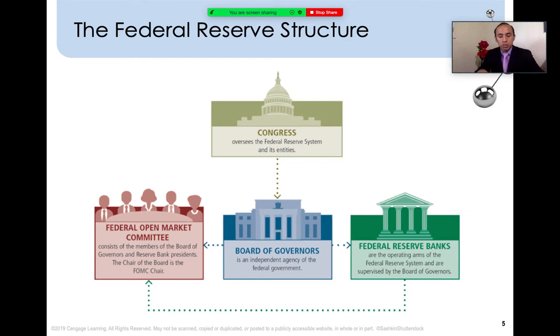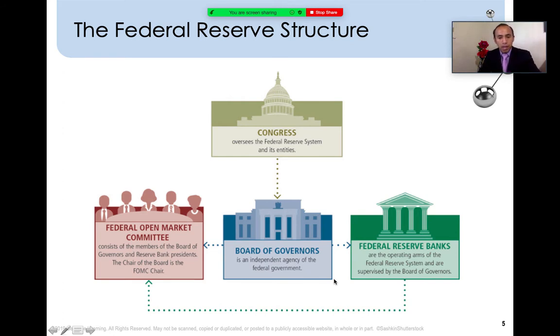It's a financial institution that governs and monitors the financial institutions in the United States, commercial banks. Now, the Federal Reserve banks are the operating bodies of the Federal Reserve System, and it consists of 12 federal banks that help supervise all of the other commercial banks in the United States, and are part of the structure of the U.S. Fed.